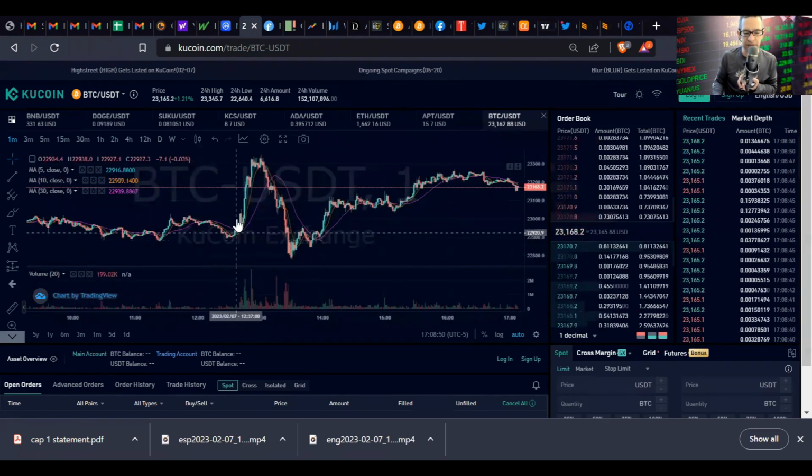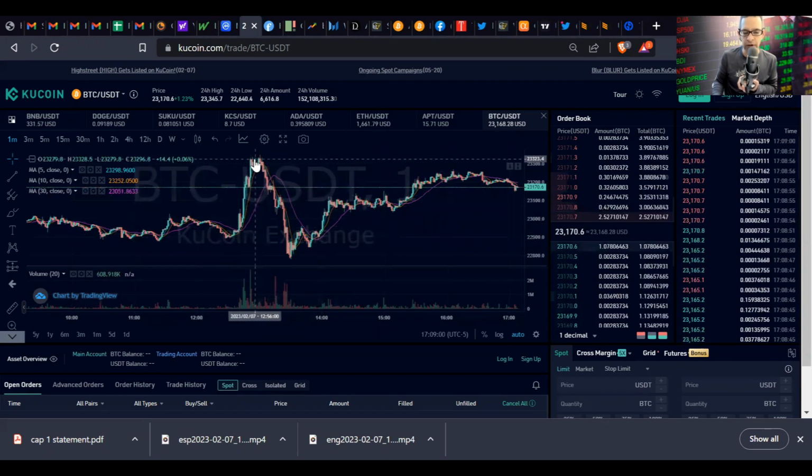Now you see this hump right here. This is the consumer price index release. This was around midday, 12 to 1 p.m. You can see how it was around 22,000, went up to 23,000, went back down to 22,000. Now it's recuperated.